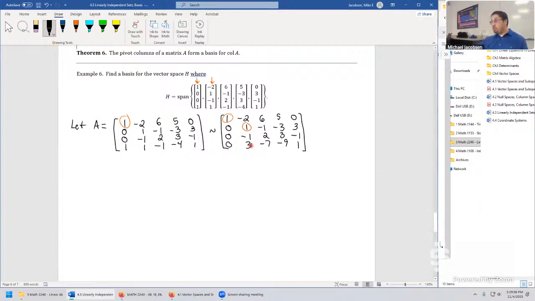let's eliminate those two entries and see what we get. So 1, -2, 6, 5, 0. 0, 1, -1, -3, 3. Add row 2 to row 3, and we'll get 0, 0, 1, 0, 2. Then let's multiply by -3 into row 1, adding to row 4.